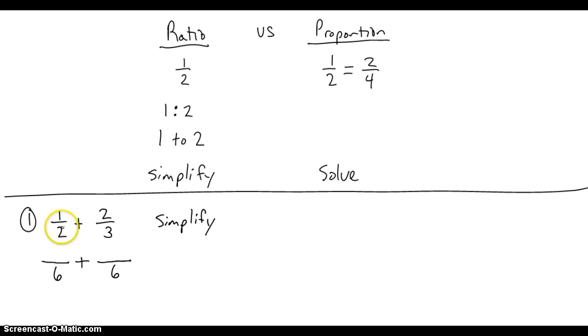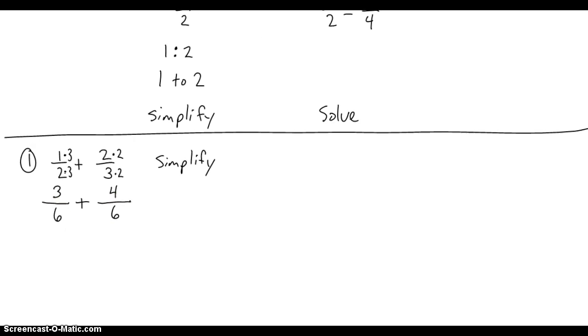So I need to switch 1/2 into something over 6. Well, to make 2 into 6, I need to multiply by 3. And if I multiply my denominator by 3, I better multiply my numerator by 3. So 1/2 is equivalent to 3/6. And to make 3 into 6, I need to multiply by 2. So I better also multiply my numerator by 2. So 2/3 is equivalent to 4/6. So in order to simplify this, I need to get my common denominator.